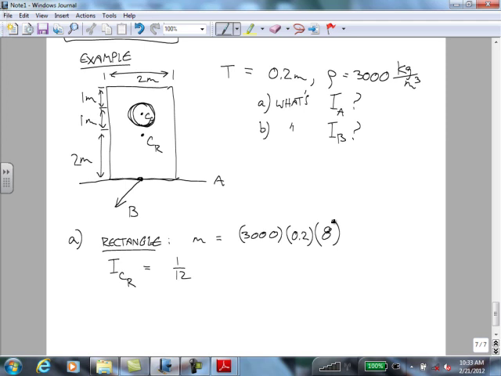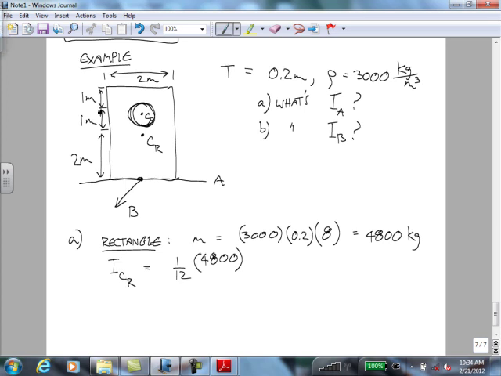Okay, so 1/12 times the mass times the length. Which length do we want for this one? See, this is the three-dimensional thinking that can catch you off guard, how easy it is to mess these calculations up. But what did I ask you? What's the length we care about?